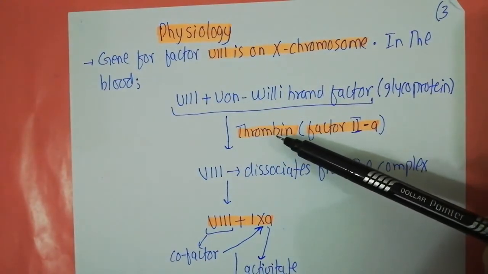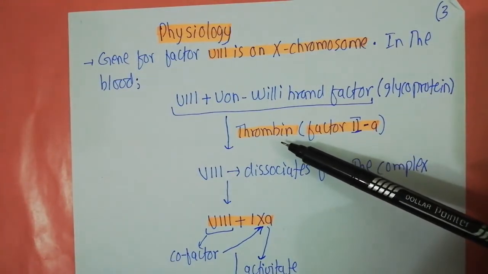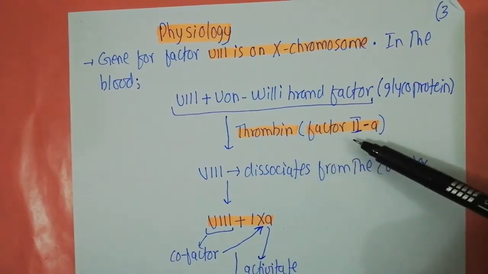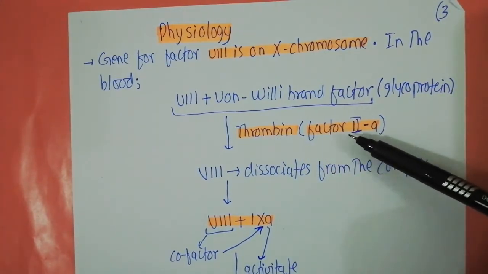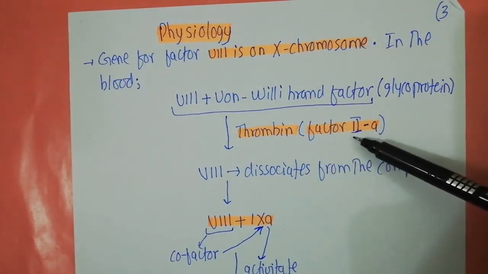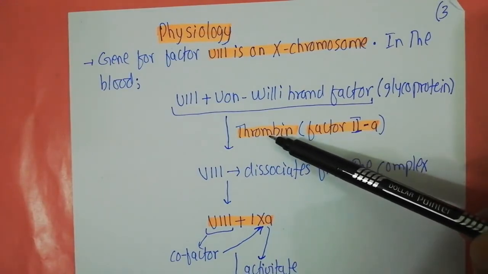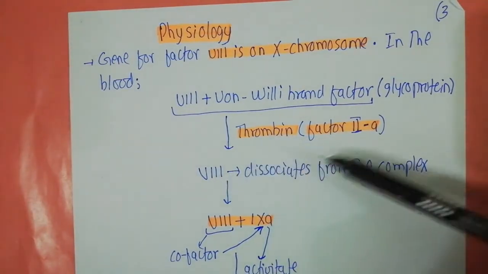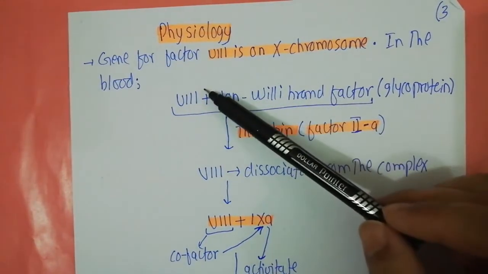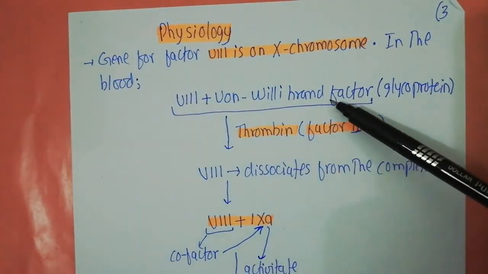But when the signal arrives, for example, there is a cut on the blood vessel, that signal goes for the activation of the thrombin protein, which is also called factor 2A. So when thrombin is activated in response to the signal, it is going to dissociate factor 8 from this complex. So thrombin is breaking the association of factor 8 and the von Willebrand factor.